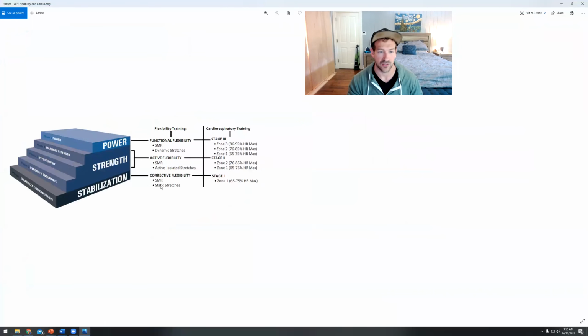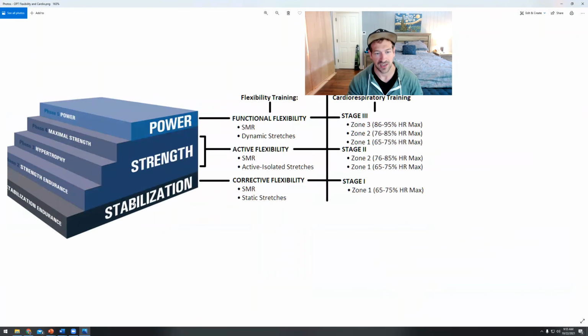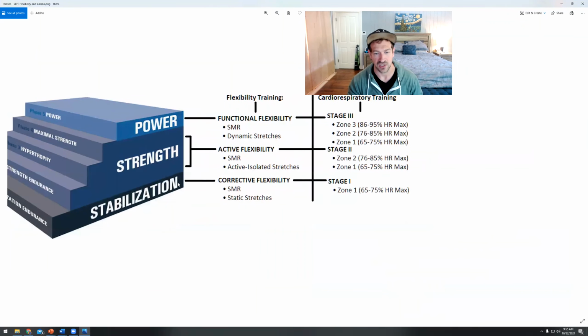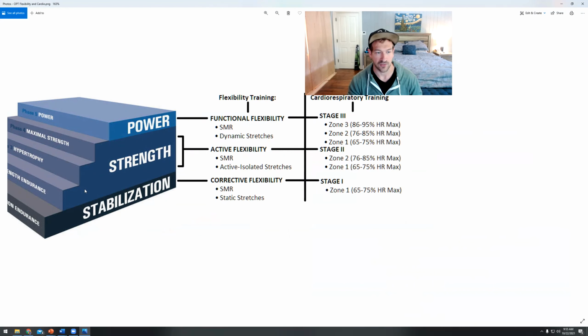Here's how those rules work. For clients in the stabilization level, we're going to do corrective flexibility techniques. For clients in the strength level, and that's any of these 3 phases, mass gaining, maximum strength gaining like power lifters, or even strength endurance like athletes, they're all going to do active flexibility. But clients who are trying to jump and be super explosive are going to do those dynamic stretches. We call that functional flexibility.